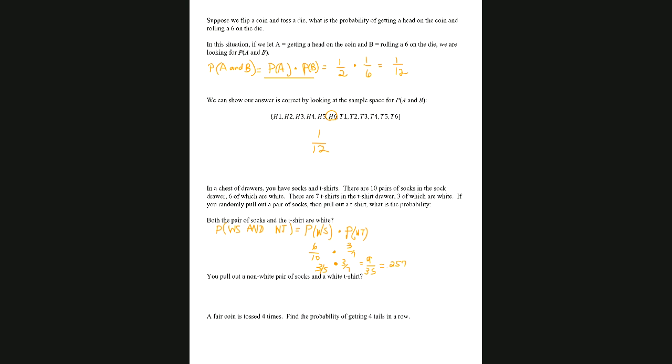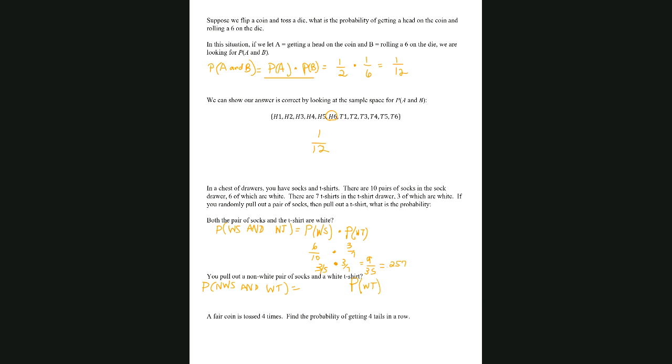All right, let's look at the next one. You pull out a non-white pair of socks and a white t-shirt. So what we're looking for here really is the probability of a not white sock and a white t-shirt. So here, the white t-shirt, I know that's just going to be the probability of a white t-shirt. These are still independent events, so I can use my formula.